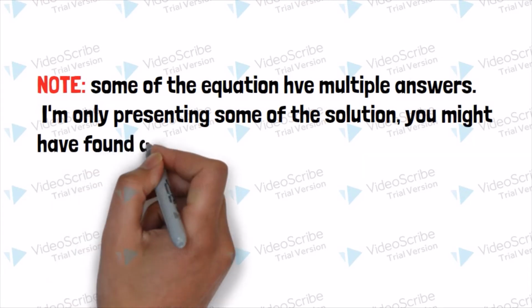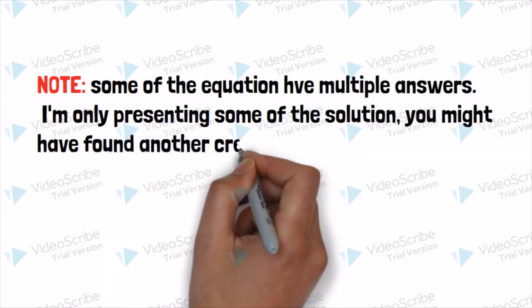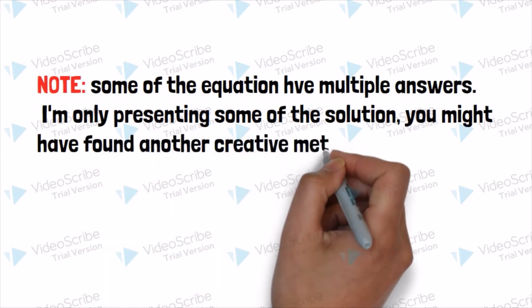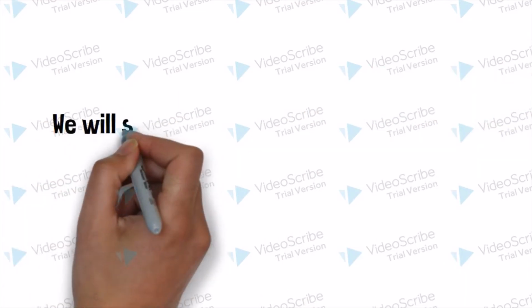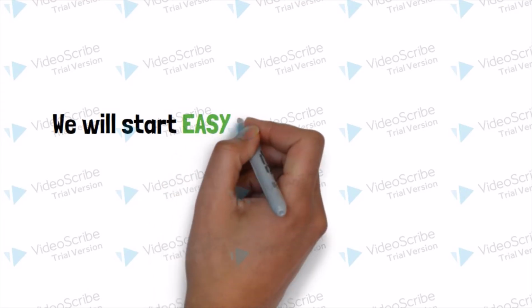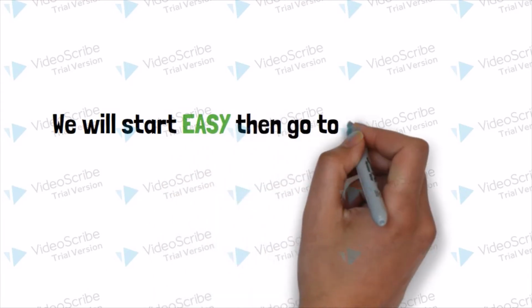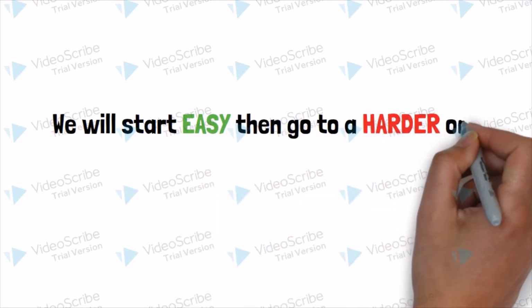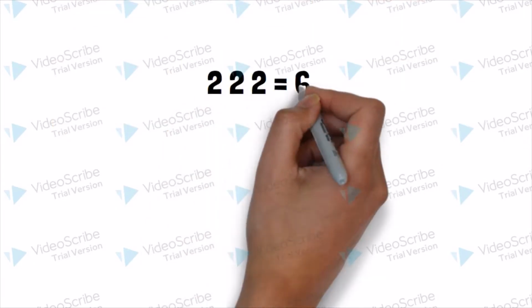We will start with an easy one, then go to the harder ones. Are you ready? Okay, then let me know in the comments. We'll start with an easy one first and then move forward to the harder ones. So we'll start first with 2, 2, 2 equal to 6.